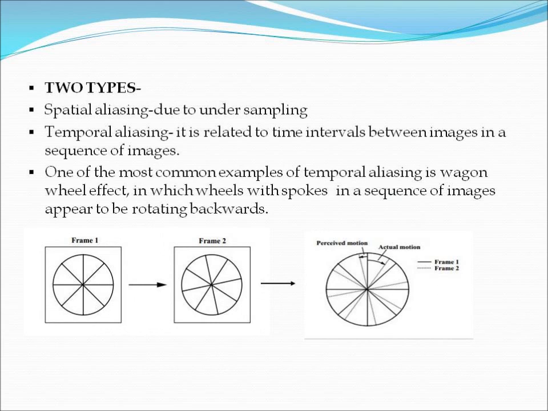There are two types of aliasing: spatial aliasing, due to undersampling, and temporal aliasing. Temporal aliasing is related to the time intervals between images in a sequence of images. One of the most common examples of temporal aliasing is the wagon wheel effect, in which a wheel with spokes in a sequence of images appears to be rotating backwards. But if you overlap the two images, we will see that instead of moving backward, it is actually moving forward.